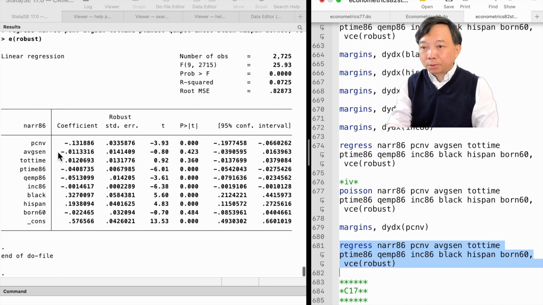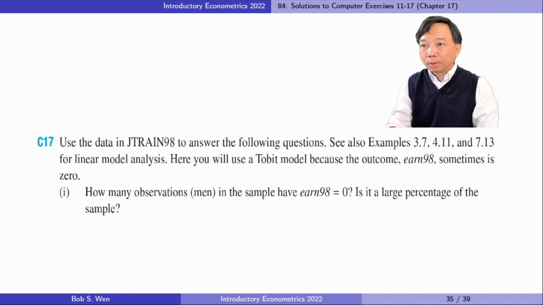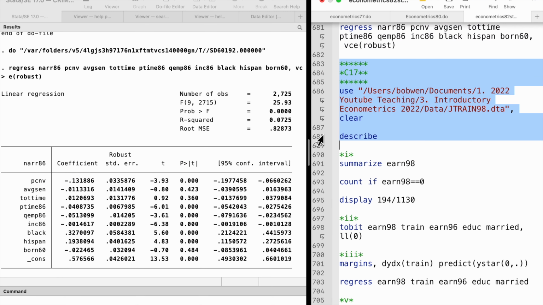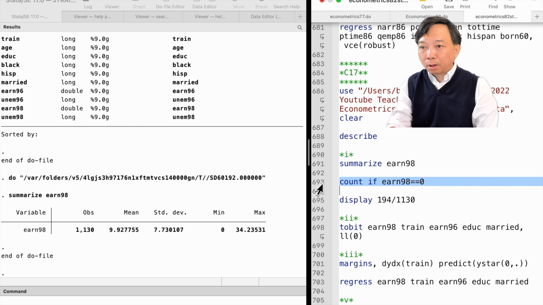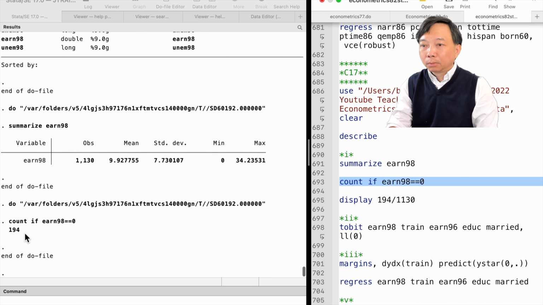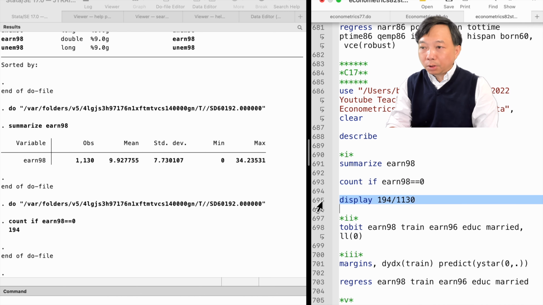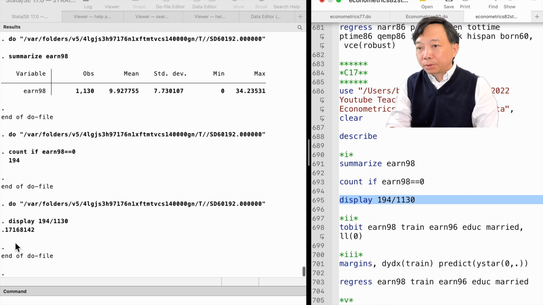Let's solve the last computer exercise for this chapter, number 17. In Part 1, how many observations in the sample have earnings equals 0? Is it a large percentage of the sample? We use the summarize command and the count command to find information on the variable. Of 1,130 observations, 194 earned 0 in 1998. It is about 17.2% of the total observations. It justifies using the Tobit model that considers the corner solution value.